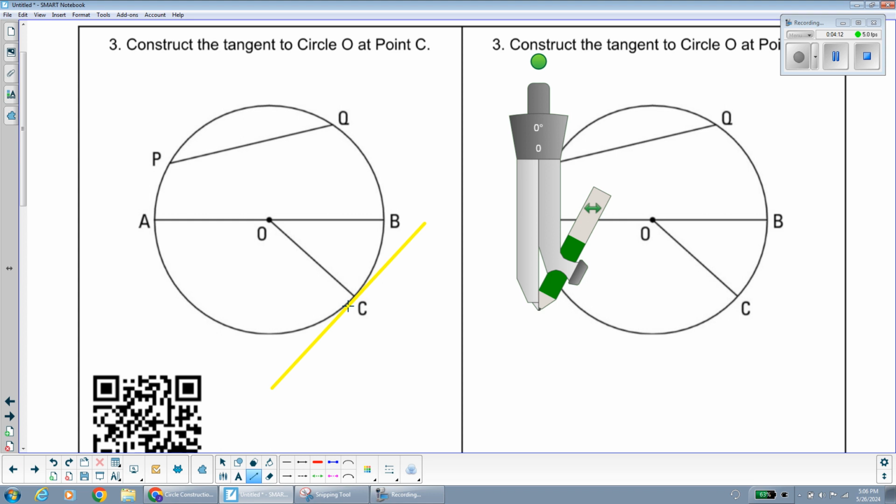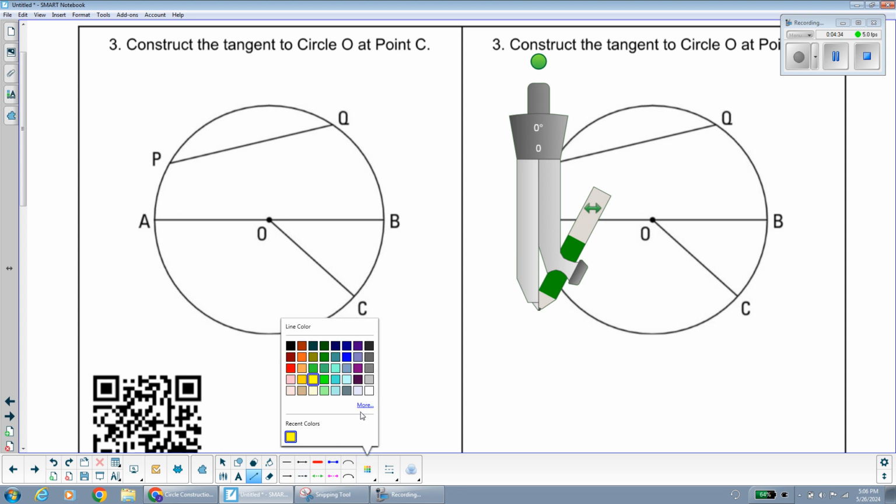Just to refresh your memory, when we have a radius of the circle and a tangent line that intersect, they intersect to form a 90-degree angle. So we need to make sure that the radius and the tangent line that we construct are perpendicular to each other, that they create a 90-degree angle. So the construction that we're going to be doing is a perpendicular line through point C.